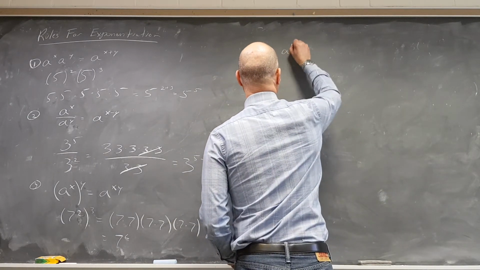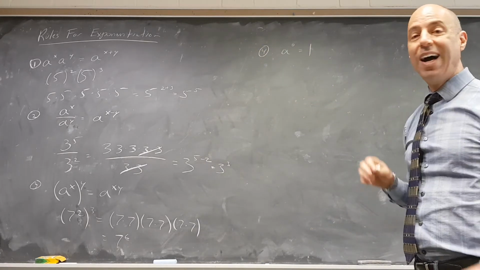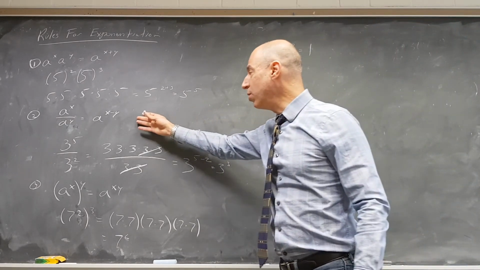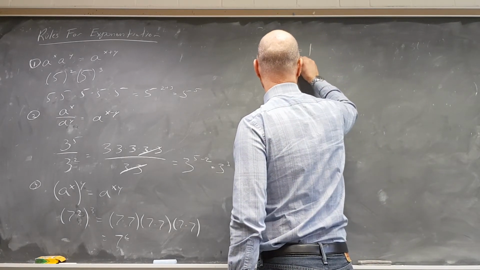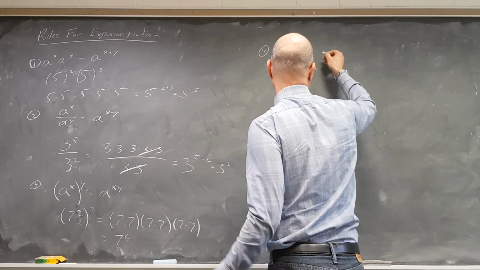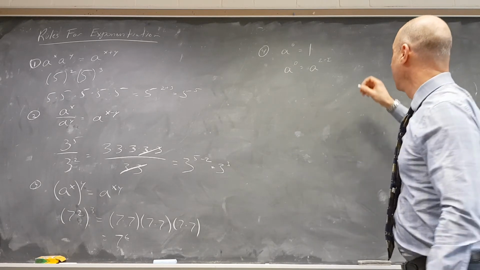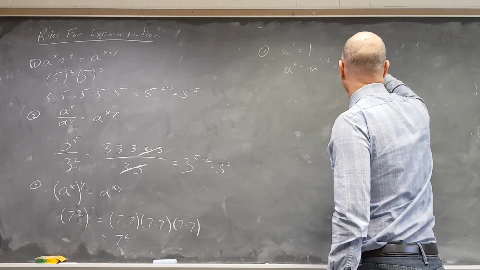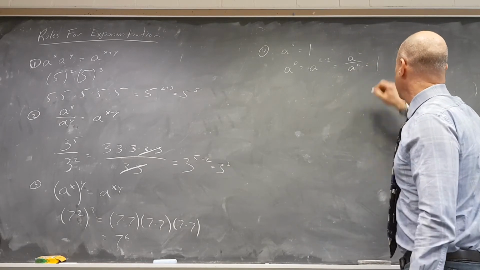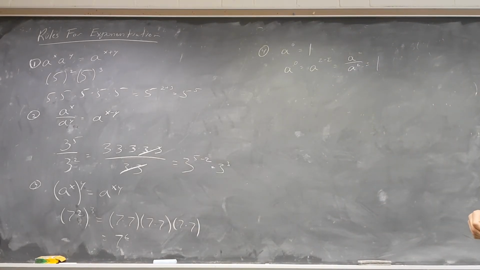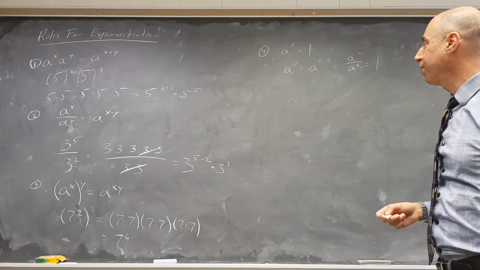Fourth, if I take anything and raise it to the power 0, that gives me 1. Again, if you believe number 2, you have to believe this, because if I have something like a to the 0, I could write that as a to the, let's say, 2 minus 2. 2 minus 2 is 0. And this would be a squared on the top and a squared on the bottom. Anything divided by itself is certainly 1. So if you believe number 2, you have to believe number 4.